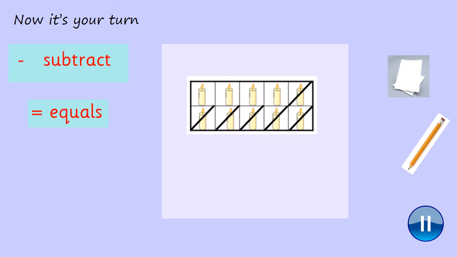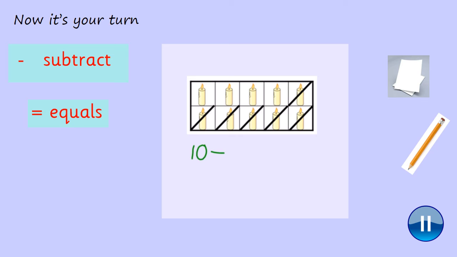So, look at the 10 frame. I can see that the 10 frame is, what's that word that describes that there's no space left? Yeah, you're right, it's full. The 10 frame is full. So there must be 10 candles. So I know I had 10 candles to start off with. So I want you to write the number 10. Then remember we're writing a subtraction number sentence. So we need to write the symbol subtract.